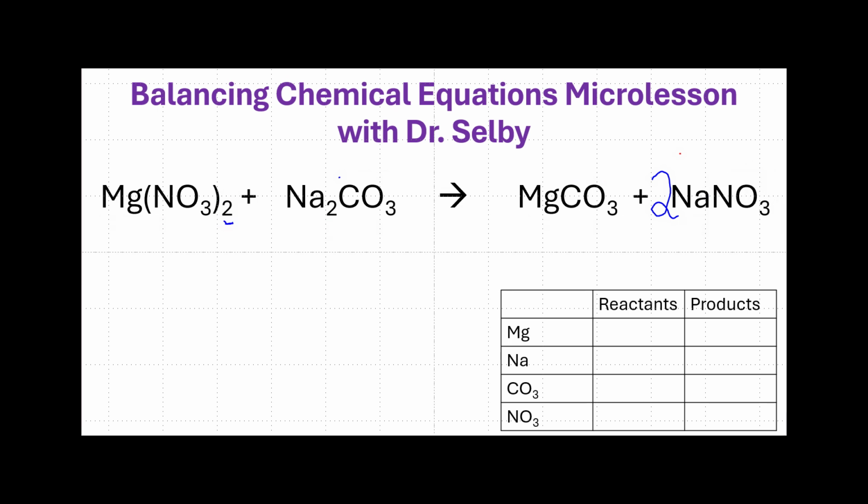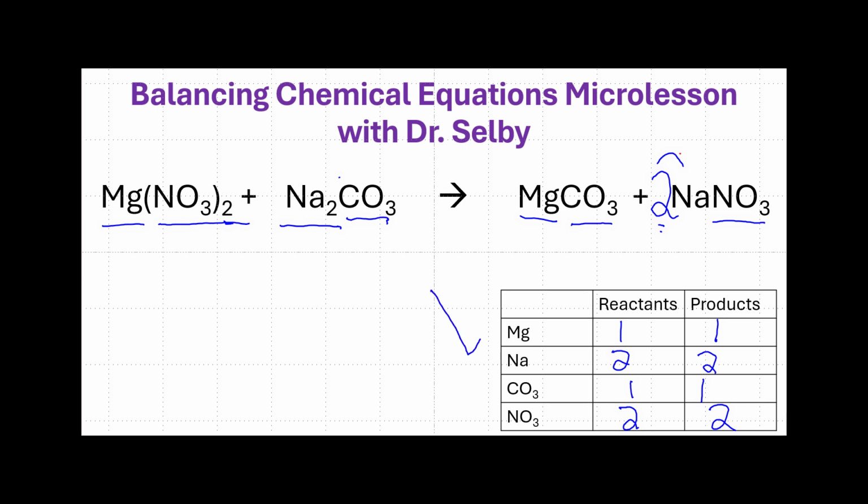So really all we had to do here was put a 2 in front of the sodium nitrate in the products. And we always double check our work. Again, we have 1 magnesium in the reactants and 1 magnesium in the products. We have 2 nitrates in the reactants, and 2 times 1 equals 2 here. Looking at carbonate, we have 1 in the reactants and 1 in the products. And then sodium, we have 2 in the reactants, and 2 times 1 equals 2 in the products. So that is indeed a balanced equation.